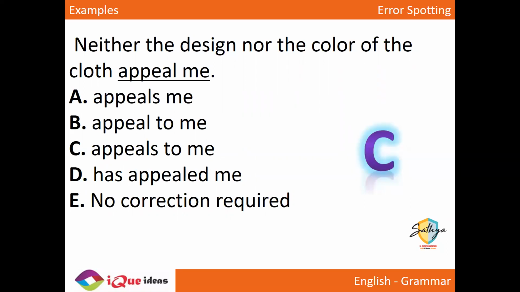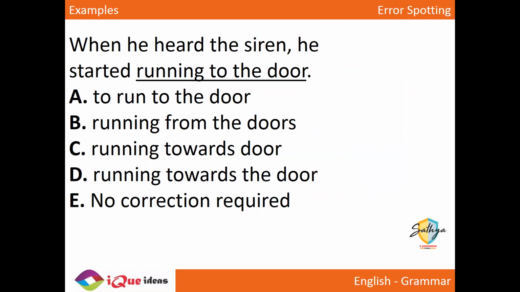Neither nor के अंदर, in this context, it has to be taken as singular subject, and hence appeals आएगा. अगर plural होता, right, तो appeal आता. But यहाँ पे neither nor जब लगता है, तो the subjects which are used along with neither or nor, they are to be taken as singular subjects. And singular जब subject लगता है, तो according to the rules of subject verb agreement, you need a singular verb, and appeals is a singular verb. So neither the design nor the color of the cloth appeals to me is the correct usage. Next one. When he heard the siren, he started running to the door.